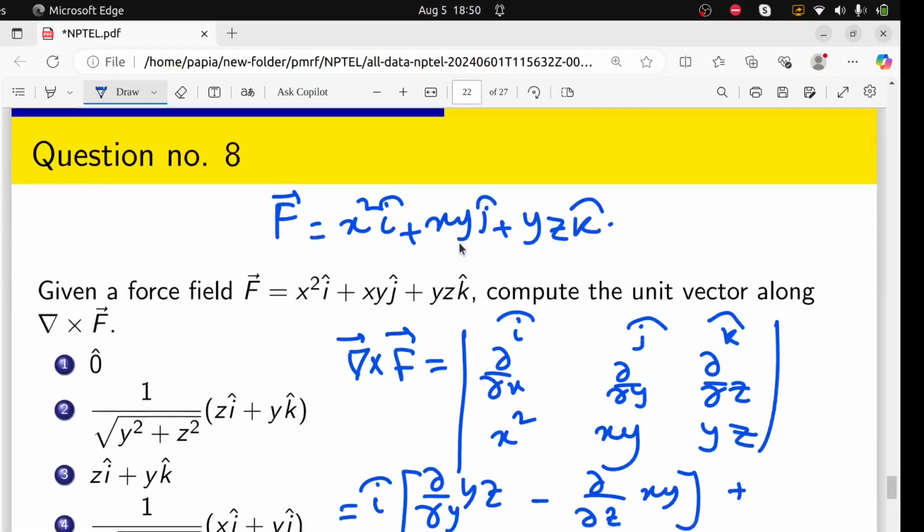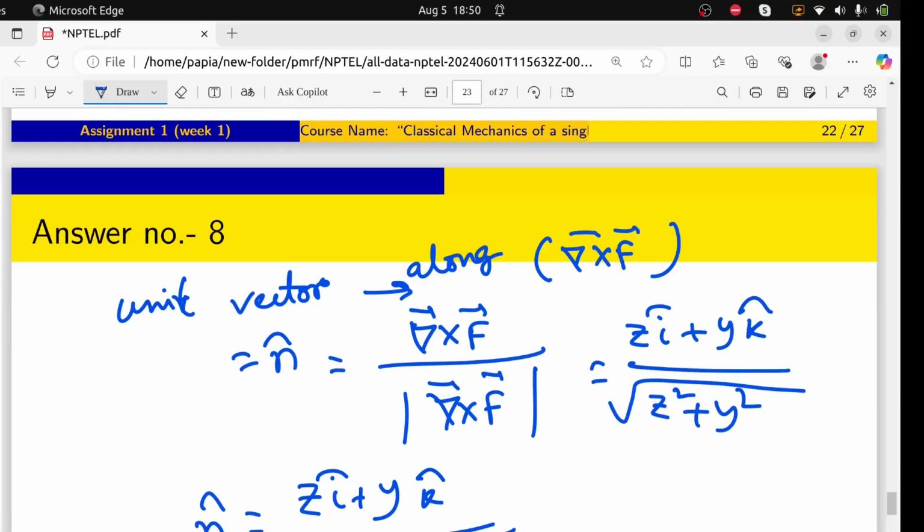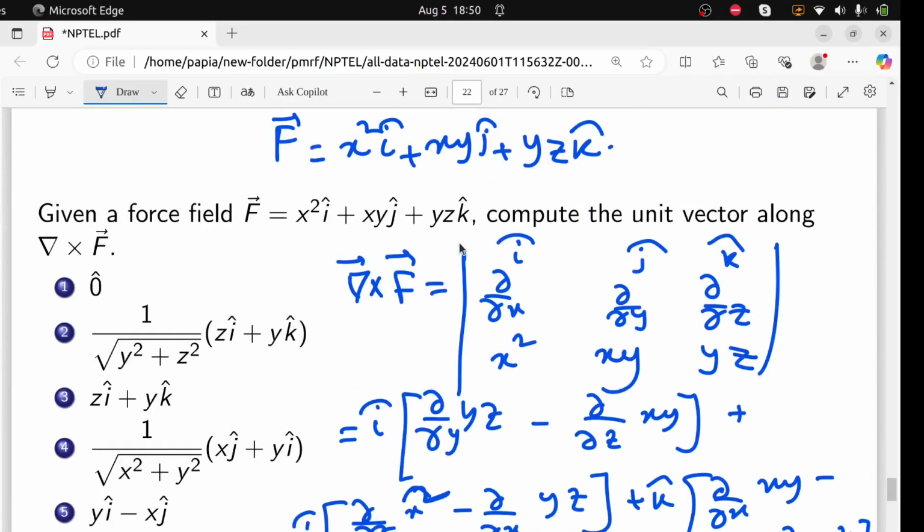So let me check the option. z i cap plus y k cap, it should be k cap, right? Yeah, it should be k cap. There is no y in j cap, so I have written correctly. Yes, i cap, k cap, and then root over y² plus z². This one is the correct option.